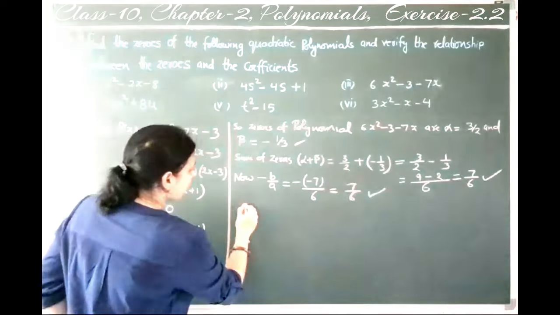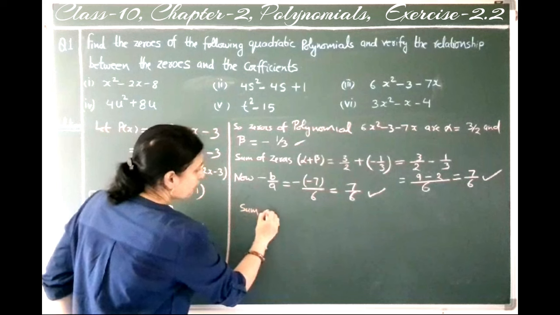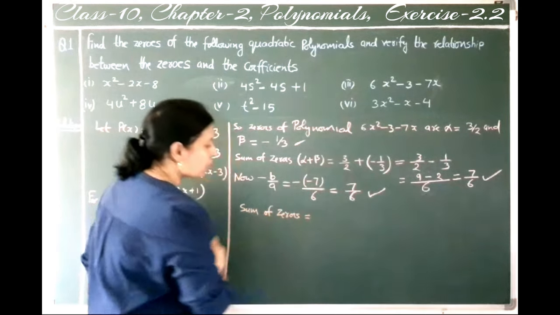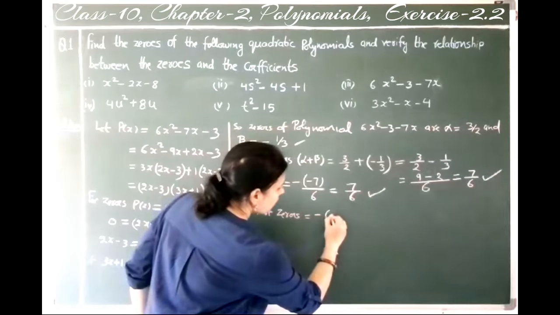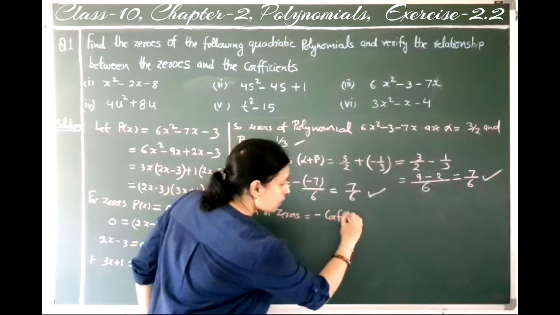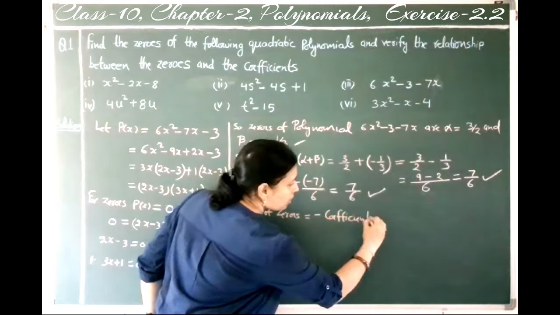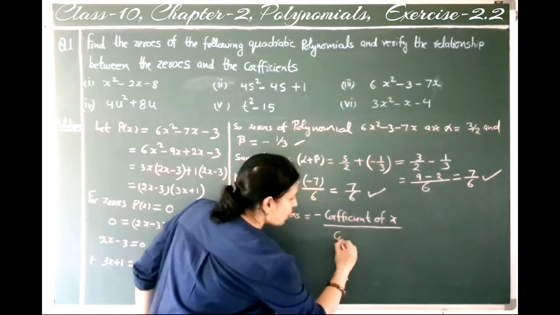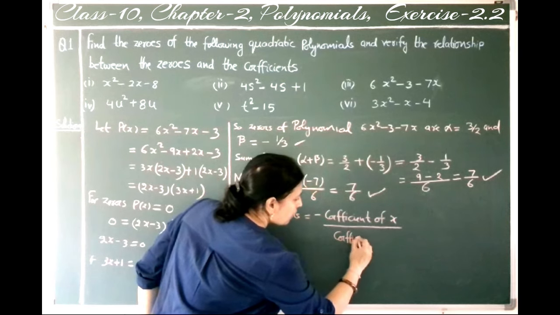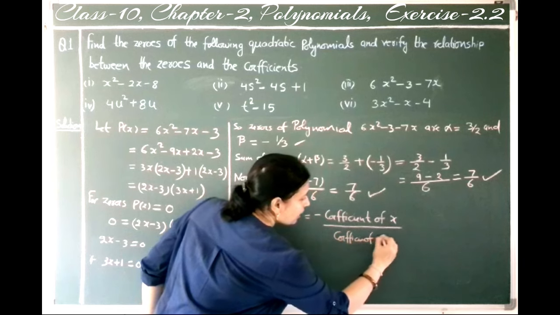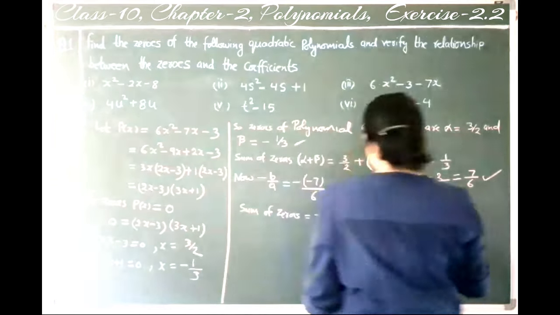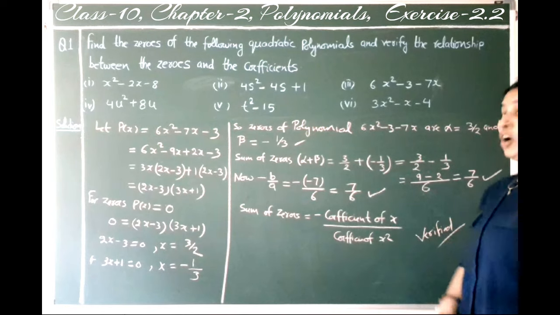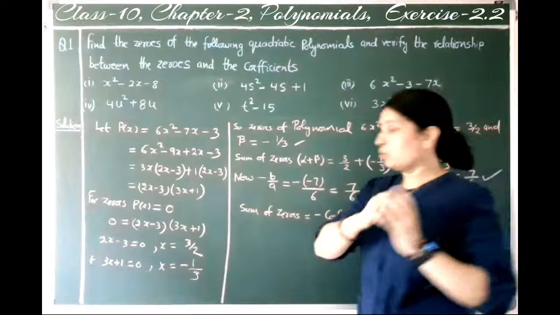So we can say that the sum of zeros is equal to minus coefficient of x divided by coefficient of x square. So this is verified. Now we have to verify the product of zeros.